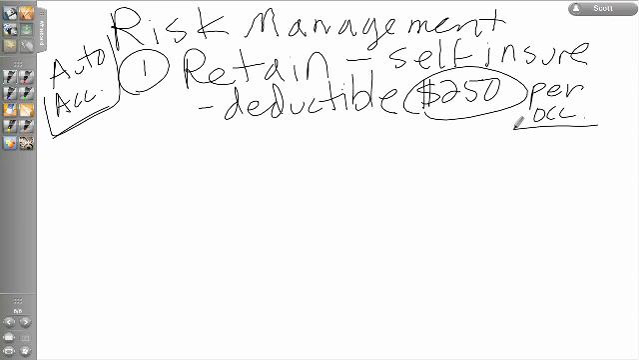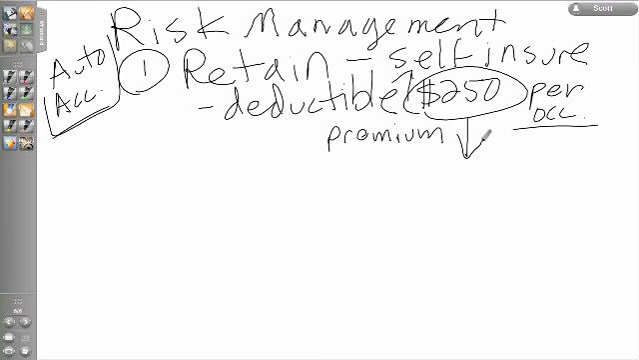Test question: who pays the deductible? The insured, the person covered by the insurance. What happens if we want to increase this deductible? What happens to our premium? If we increase our deductible, our premium for our coverage is going to go down, because it's more of the risk that we're retaining as the insured. Hopefully that makes sense. So that's option one. We could retain the risk. And if we're going to 100% retain the risk, we self-insure.